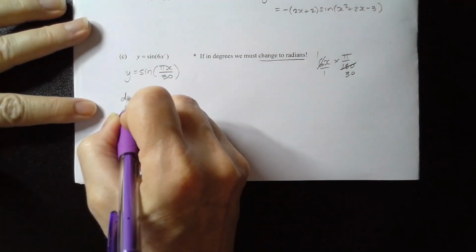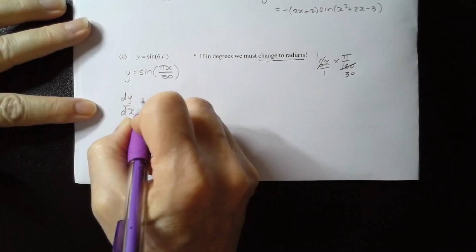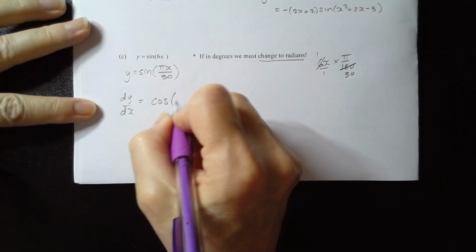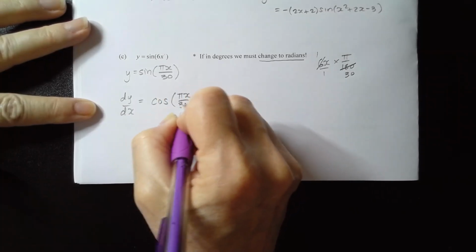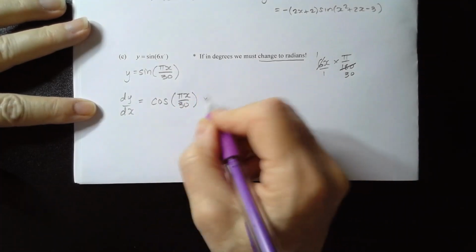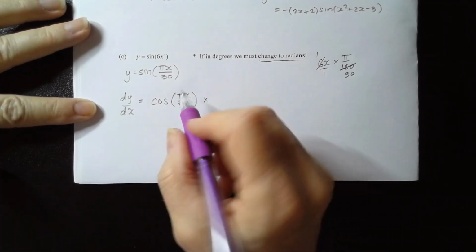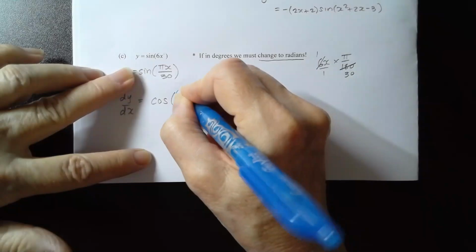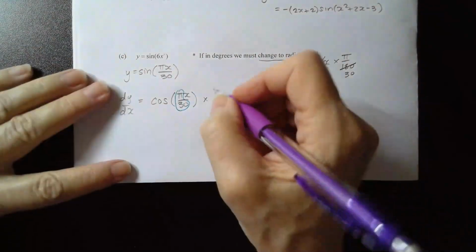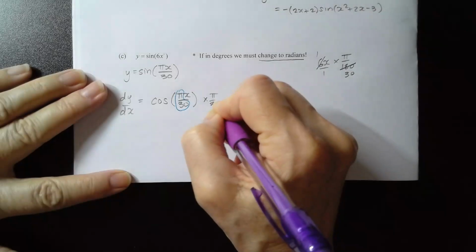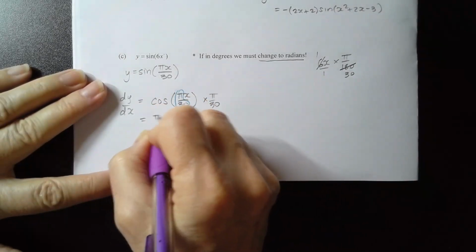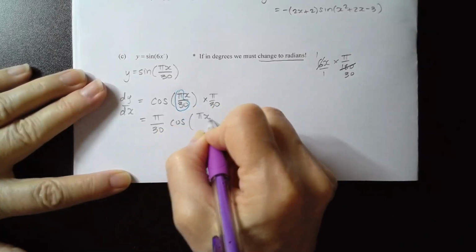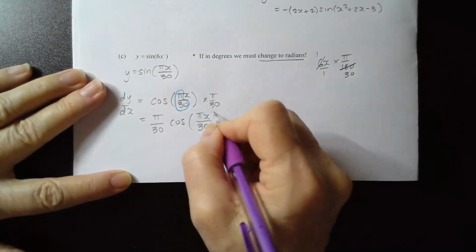So dy dx, the derivative, is equal to, okay, cos of that times chain rule, the derivative of this. So inside here, this is the number that's in front of the x. Okay, so that's times pi on 30. And if I rewrote that, I'd probably put this in front as the coefficient. Whoops, and then the bracket.